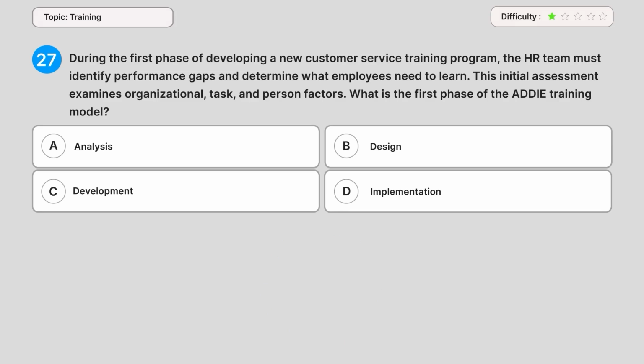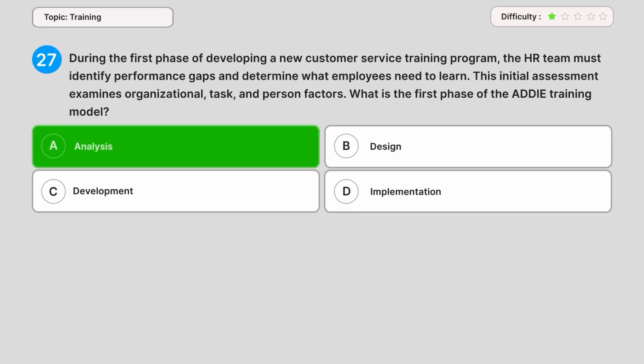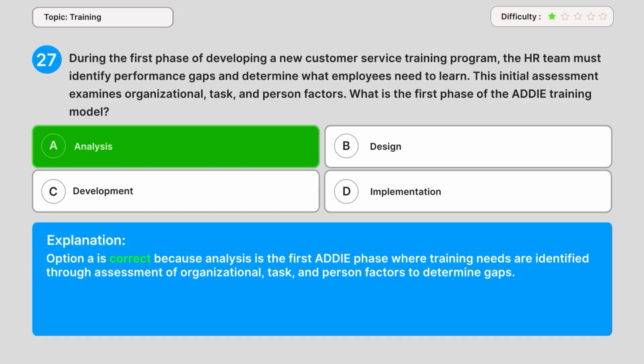Correct answer, A. Analysis. Explanation: Option A is correct because analysis is the first ADDIE phase where training needs are identified through assessment of organizational, task, and person factors to determine gaps.